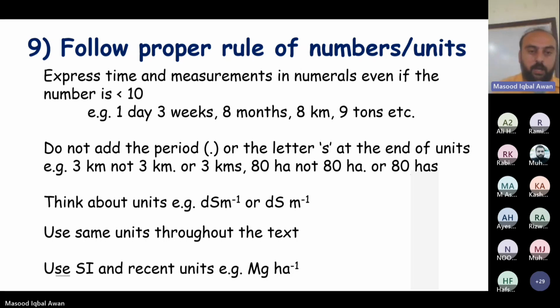And you should always consider or think about the units you are writing. For example, decisiemens per meter or decisiemens space per meter. There's a massive difference. The first unit means 1 over decisiemen meter, whereas the second unit means decisiemen over meter, and the second is the correct one. So we should mind how we write the units, and we should use the same units throughout the text. We should use SI units. For example, these days we use megagram instead of tons.